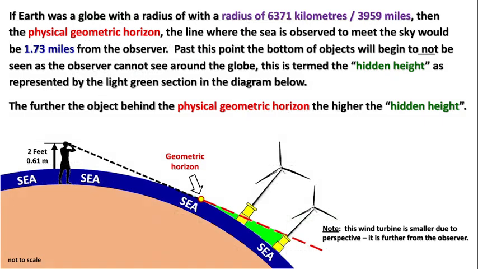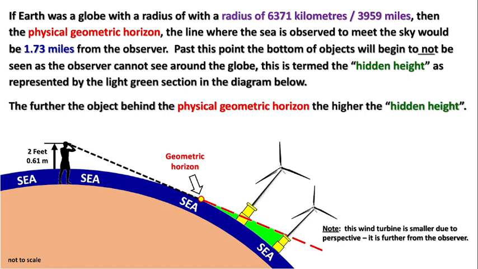If Earth was a globe with a radius of 6,371 kilometers or 3,959 miles, then the physical geometric horizon, the line where the sea is observed to meet the sky, would be 1.73 miles from the observer. Past this point, the bottom of objects will begin to not be seen as the observer cannot see around the globe. This is termed the hidden height, as represented by the light green section in the diagram below. The further the object behind the physical geometric horizon, the higher the hidden height.